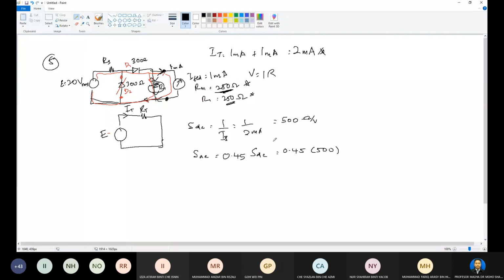Okay, so the answer will be 225 ohm per volt. This is the sensitivity for the AC. So next we have to calculate the RS. The RS. Okay, first we have to calculate the RT. So the RT here. Calculate the RT.